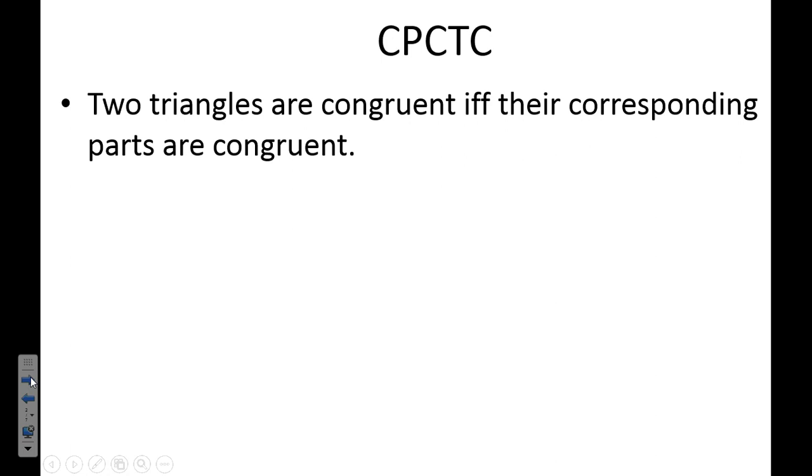It's a biconditional statement. That IFF is an abbreviation up there. It's not a typo. Two triangles are congruent if and only if their corresponding parts are congruent. Which means that if the corresponding parts of two triangles are congruent, those triangles also have to be congruent. Works both ways.